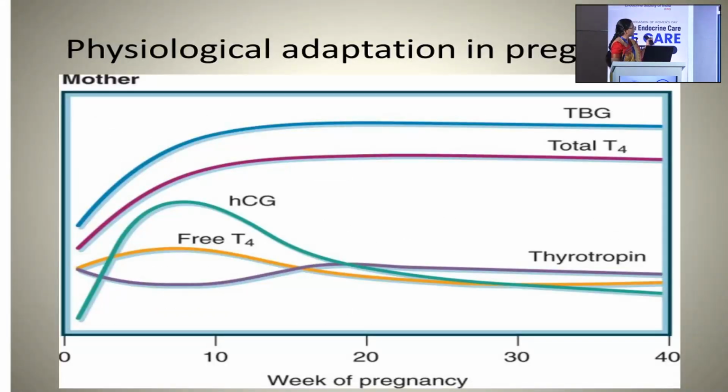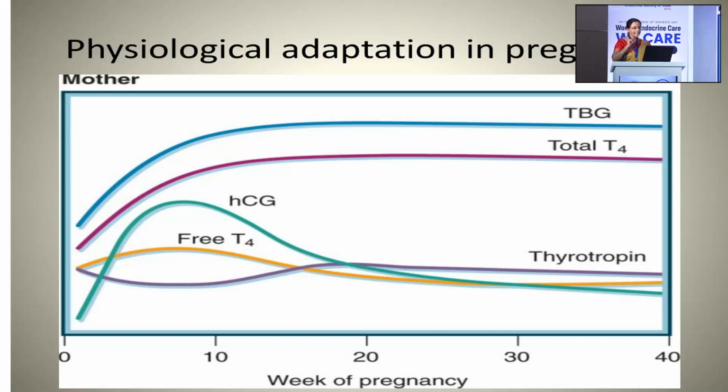Now I am going to discuss the physiological adaptation in pregnancy. You can see in the picture, in early pregnancy there is a rise in HCG peaking at around 14 to 16 weeks of gestation. As you all know, HCG and TSH have a structural similarity, so HCG can stimulate the TSH receptor. There is a little rise in free T4, which feeds back at the pituitary and decreases TSH levels. So in the early trimester, around 10 to 14 weeks, there are low levels of TSH, which can be to the tune of 0.1.